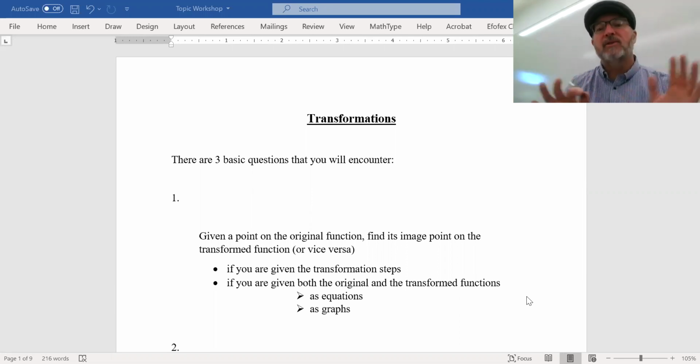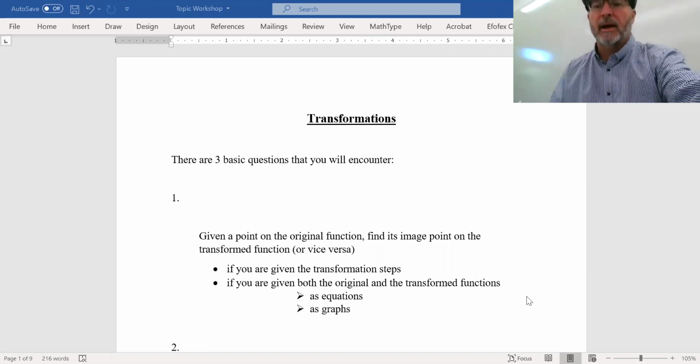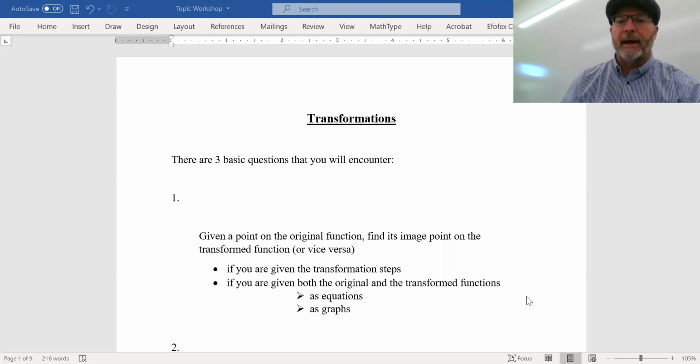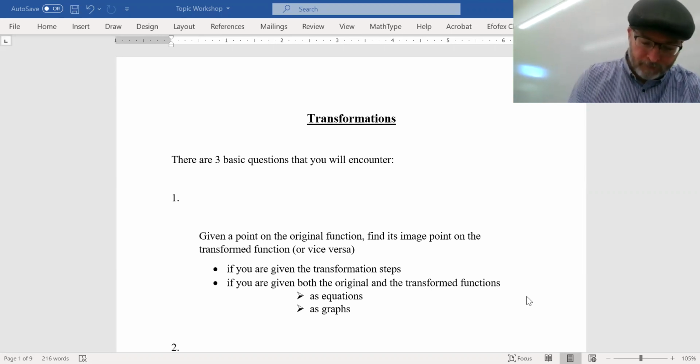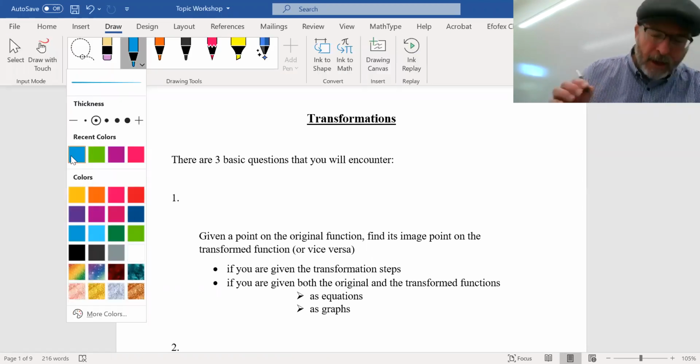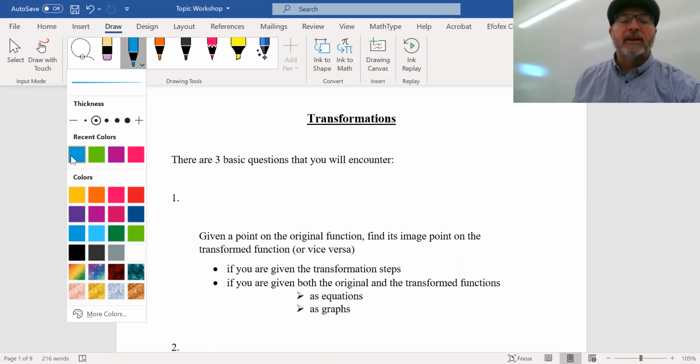I'm assuming that you've seen this topic, and we're going to go through just some hints, a few questions, looking at just, we'll dive in at a few different points. It's by no means comprehensive, but it's a workshop. So let's grab a pen and away we go. There's three basic questions that you'll encounter.